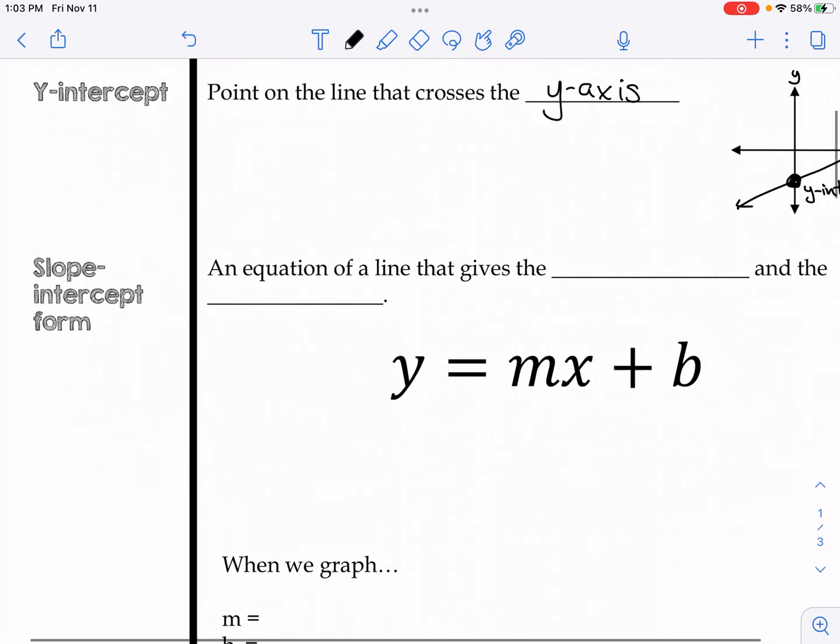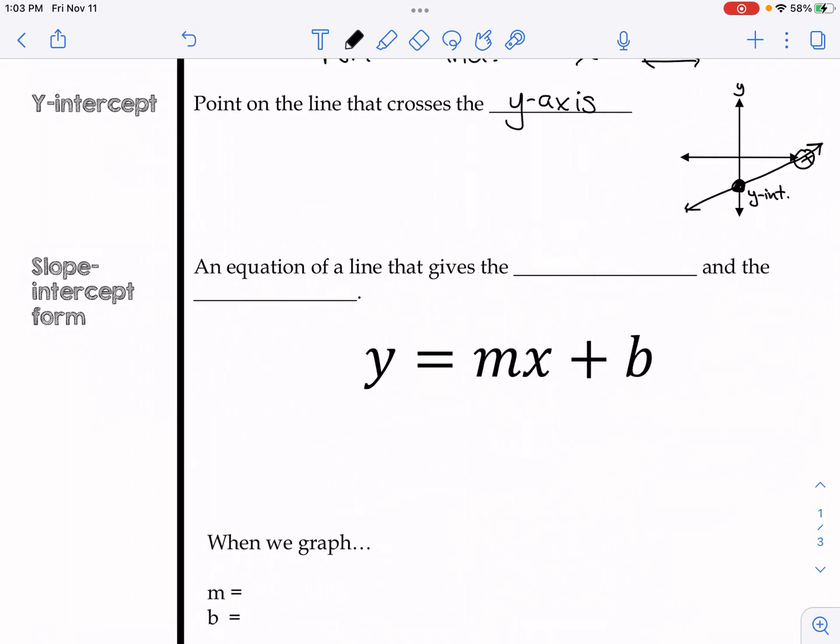Slope-intercept form is an equation of the line that gives the slope and specifically the y-intercept. The formula for slope-intercept form is y equals mx plus b. The two main parts here are m, which stands for our slope, and b, which stands for our y-intercept. This is where it crosses the y-axis, but you can think of this as a vertical shift, a vertical translation, relating it back to our transformation notes.